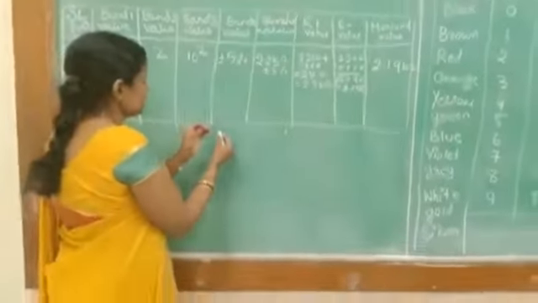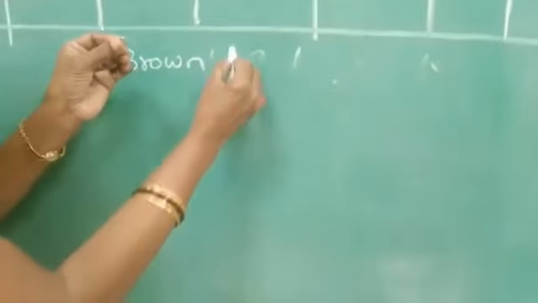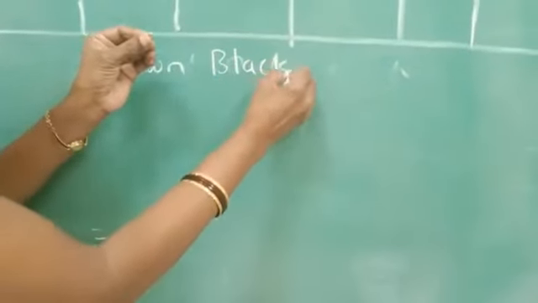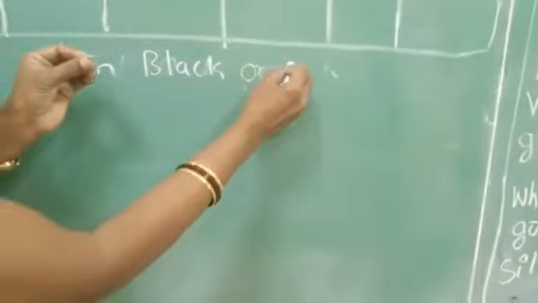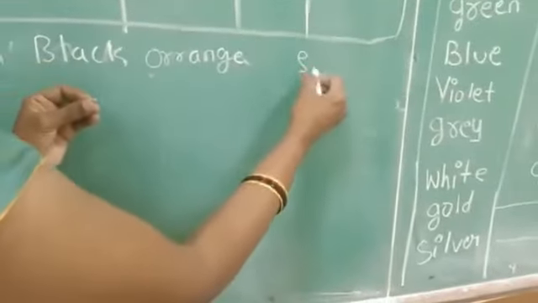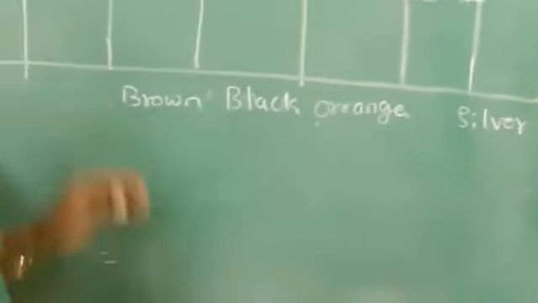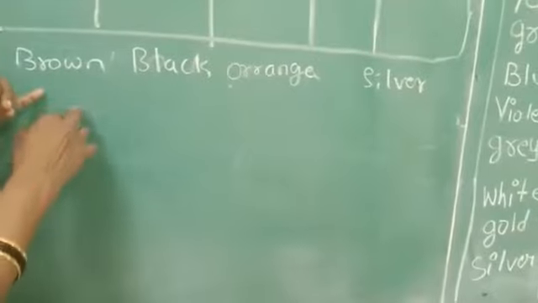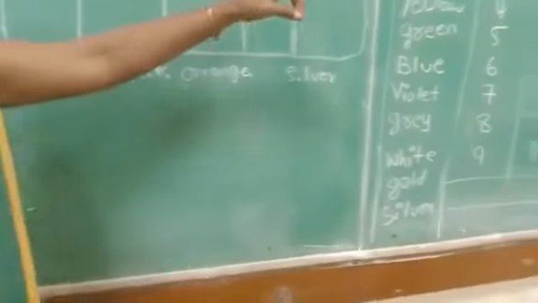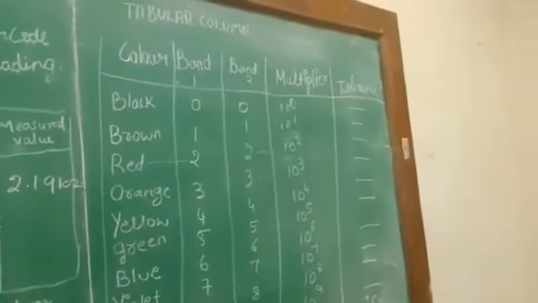The first color is brown, second one is black, third is orange, and the fourth color band is silver. Okay, these are my colors. So what are the values for these colors? Let us check it with the color code chart here.